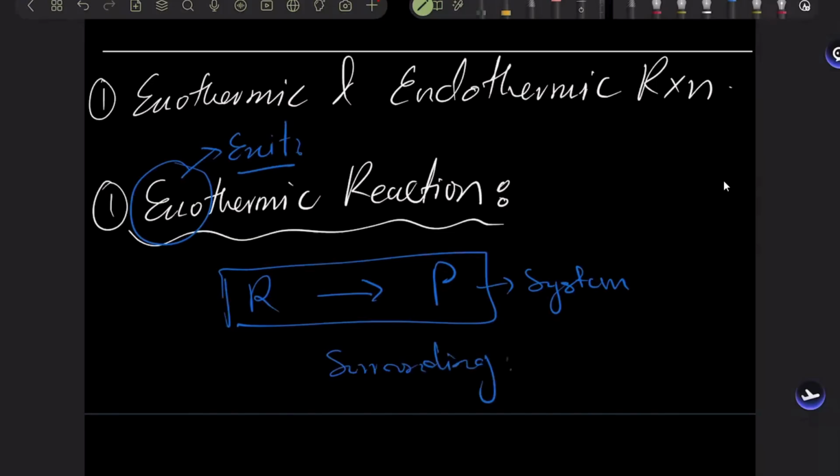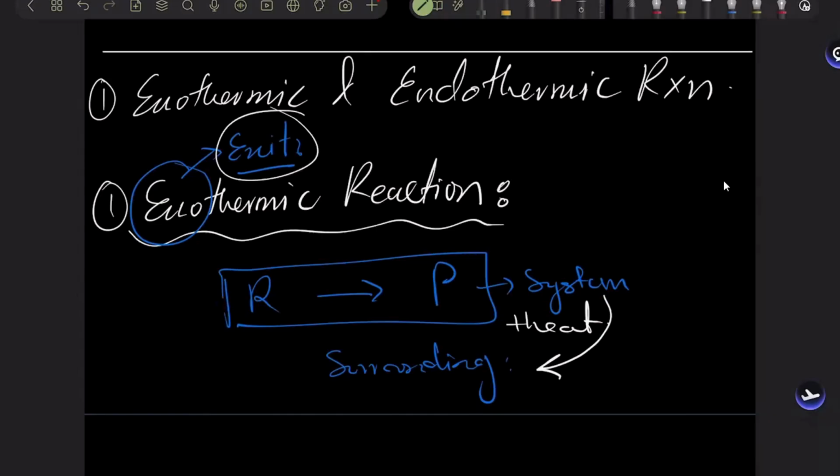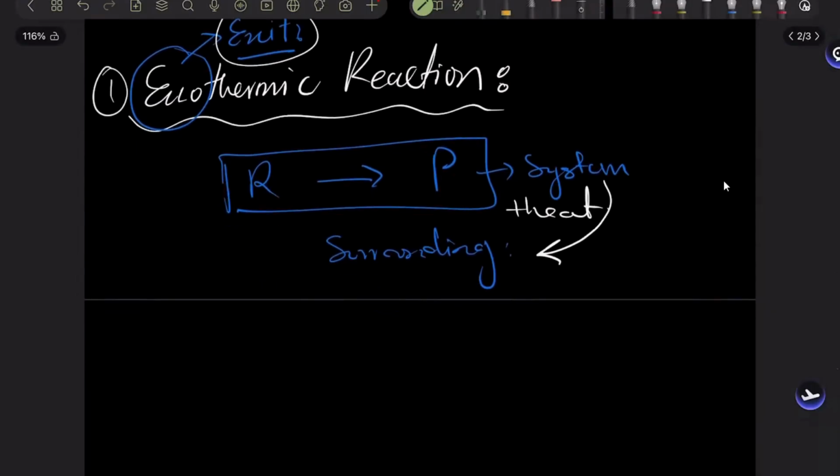So in an exothermic reaction, what is happening? This reaction releases energy, right? Heat energy exits from this reaction, from the system towards the surrounding. It releases energy into the surrounding. How do we know that? If you want to know if a reaction is exothermic or endothermic, what do you do? You take a beaker, you conduct that reaction, and in the beaker you place a thermometer.